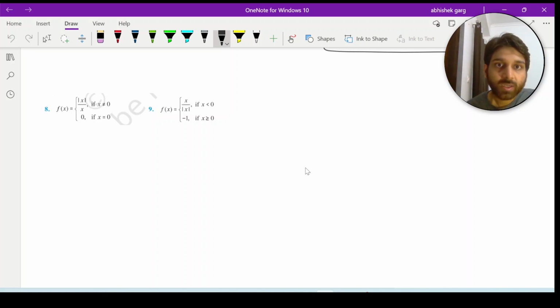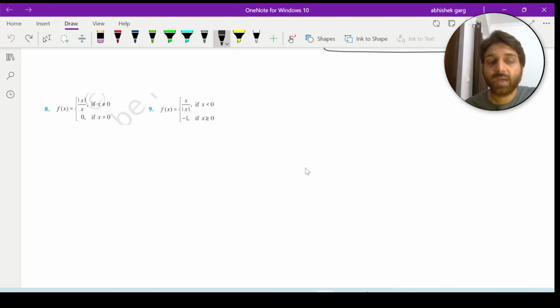All right. So question number 8 here is f(x) is equal to mod x upon x when x is not equal to 0, and f(x) is equal to 0 if x is equal to 0, and we have to check the continuity of this function. As you can see here, the function is changing its behavior at the point x equal to 0, right? At x equal to 0, the value of the function is how much?